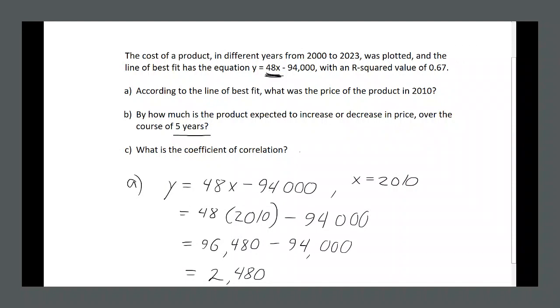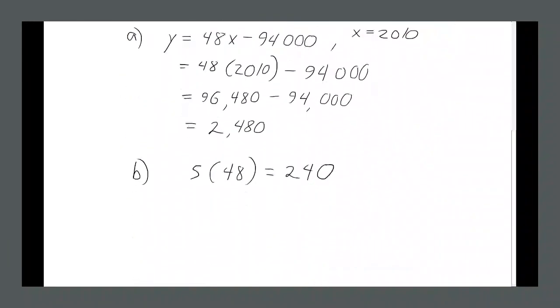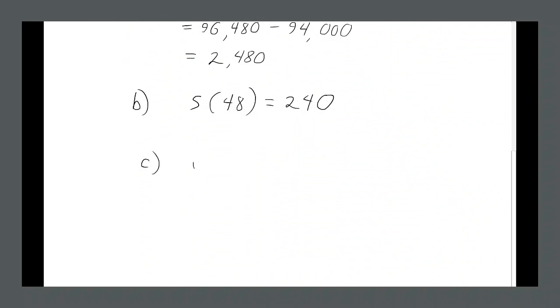So that's part B. Part C asks us, what is the coefficient of correlation? Well, the coefficient of correlation is r. Sometimes it's a lowercase r, sometimes it's an uppercase r, depending on where you're seeing this equation, what software you're using, what paper you're reading. And we're given the r-squared value. The r-squared value is 0.67. So the r value is going to be the square root of that. Now, if we know that r squared is 0.67, well, then r can be the positive or negative square root of r squared.